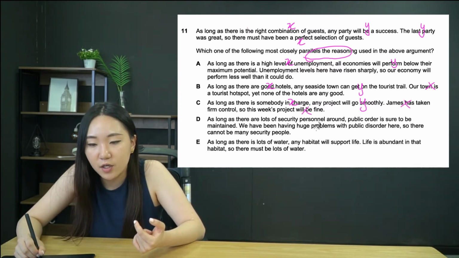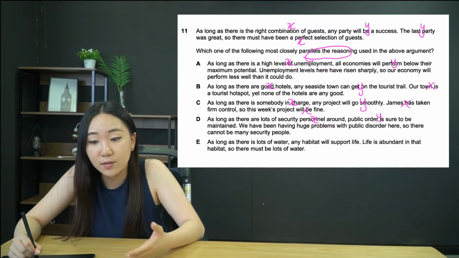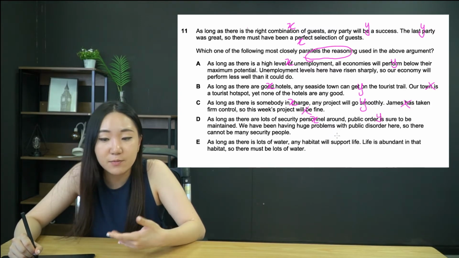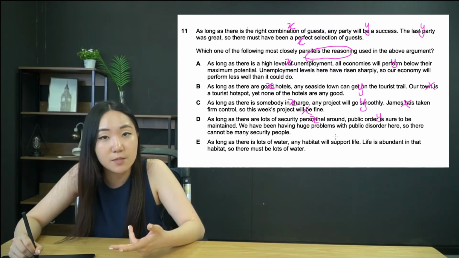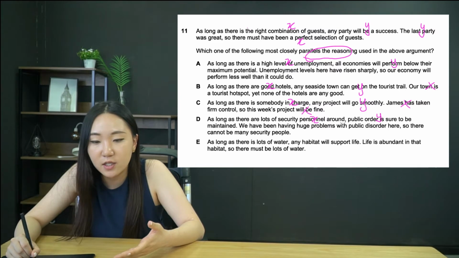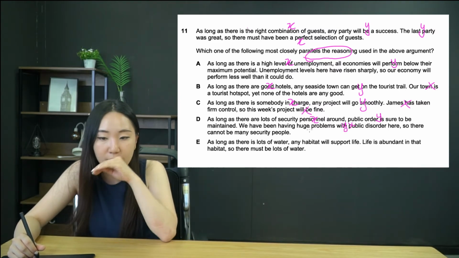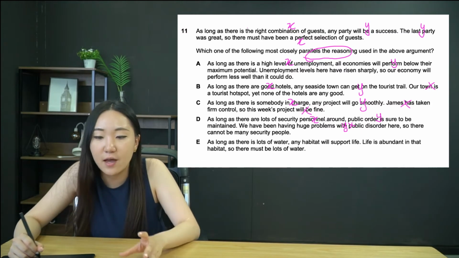"As long as there are lots of security personnel around," as long as there are X, "public order is sure to be maintained." So Y. Now we should see something along the lines of "public order has been maintained, therefore there must be lots of security personnel around." What you'll see here is that instead it says "we have been having huge problems with public disorder," so we do not have Y essentially, so there cannot be many security people. It seems similar, but it's really not, because it's using the negative side of it, right?